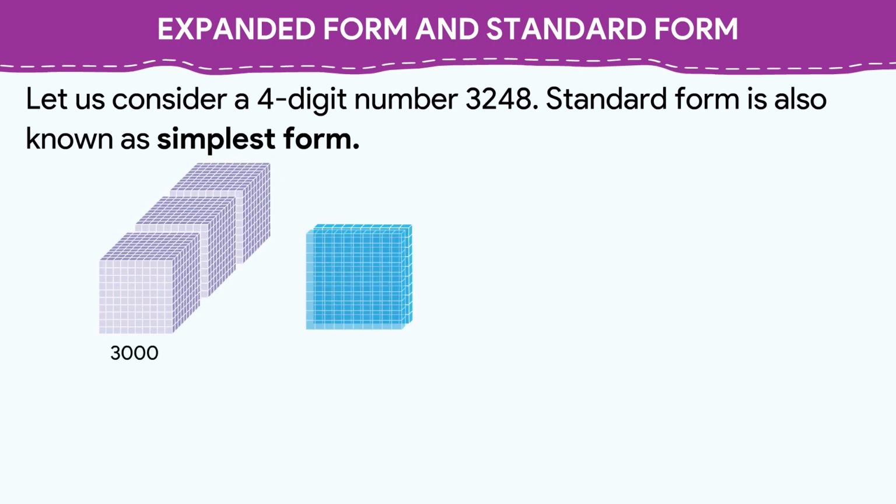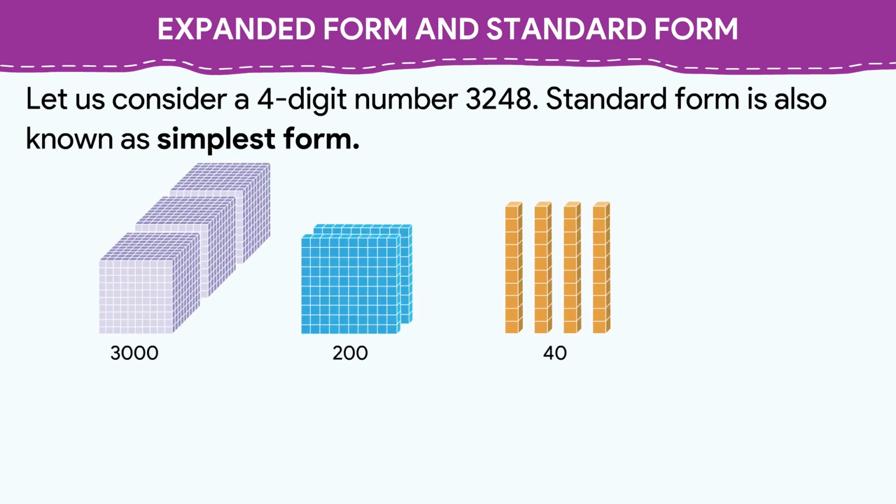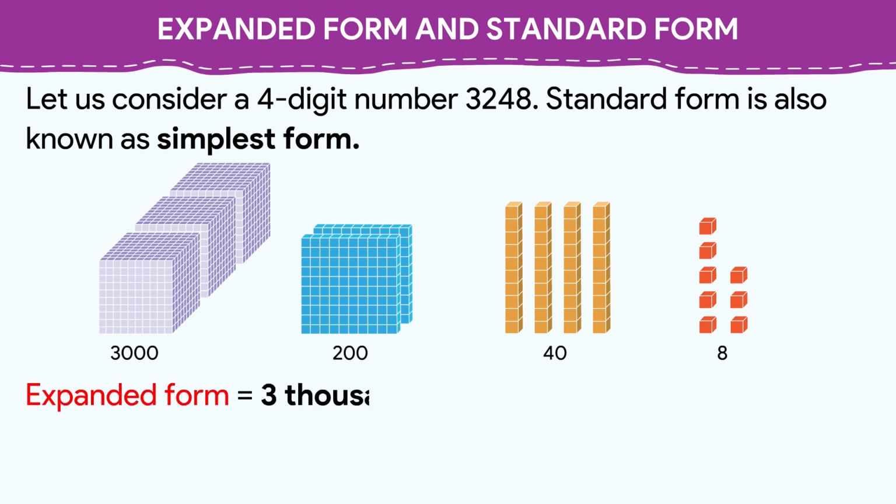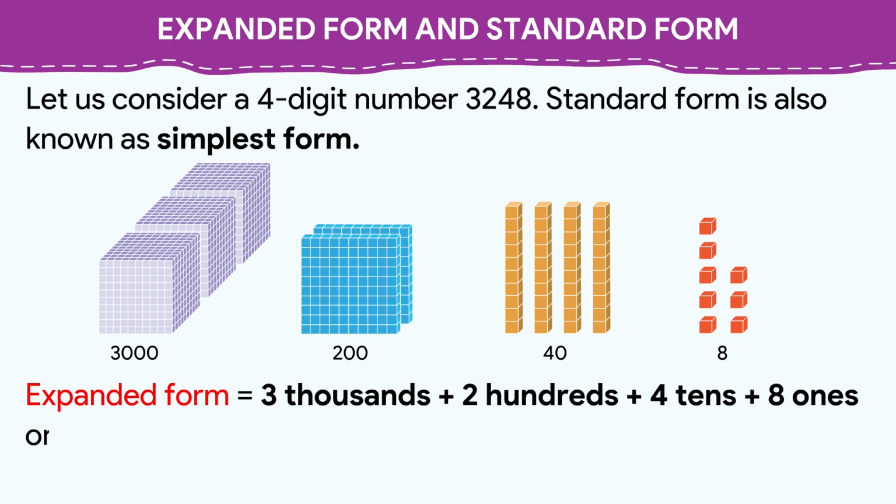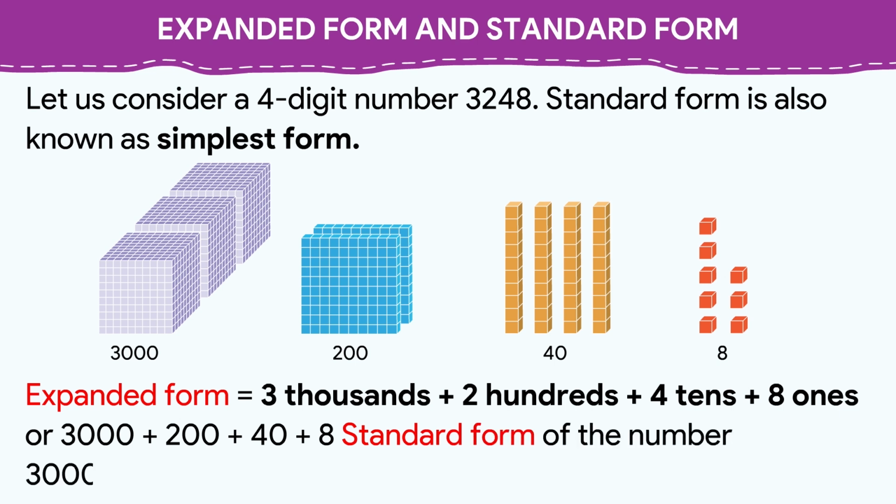3 thousands, 2 hundreds, 4 tens, 8 ones. Expanded form is equal to 3000 plus 200 plus 40 plus 8. Standard form of the number 3000 plus 200 plus 40 plus 8 is 3248.